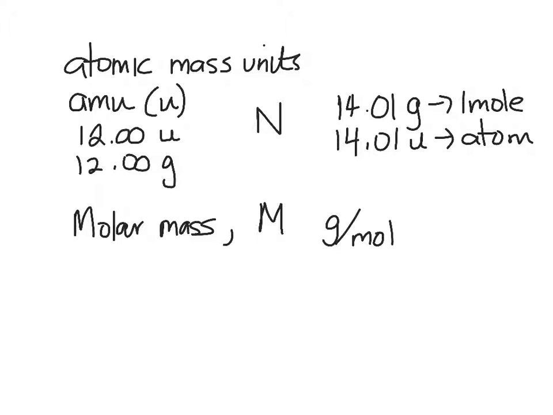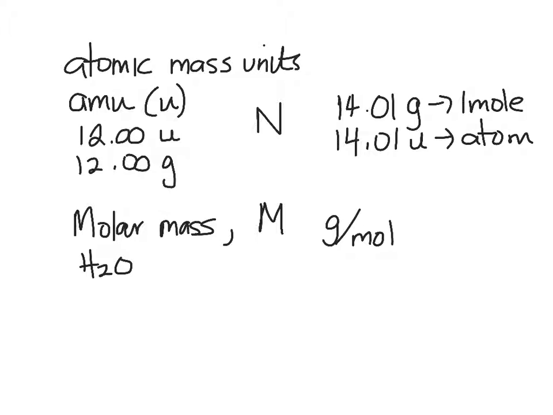So the molar mass of a compound is the sum of the molar masses of each element. So H2O. There's 3 atoms, 2 different elements. So you find the mass of each element, multiply it by how many atoms there are, and then we add them up. So the molar mass of water.